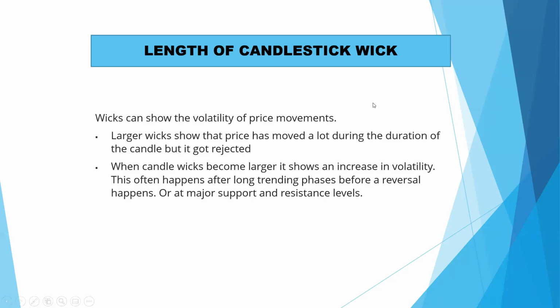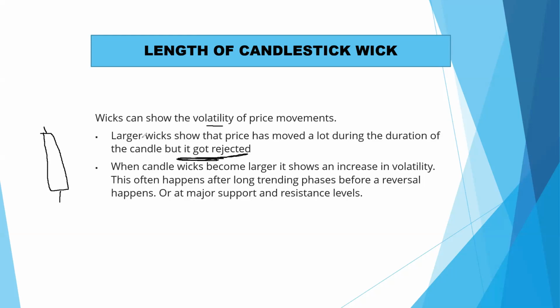We are going to talk about the tails, which are called a wick, a candlestick wick, because it kind of looks like a candle with a thing sticking out on top. In terms of candlestick wicks or tails, the wicks show the volatility of price movement. Earlier, we spoke about candlestick size. Now we're going to talk about the wicks, the tops and the bottoms. Larger wicks show that price has moved a lot during the duration of the candle, but got rejected.